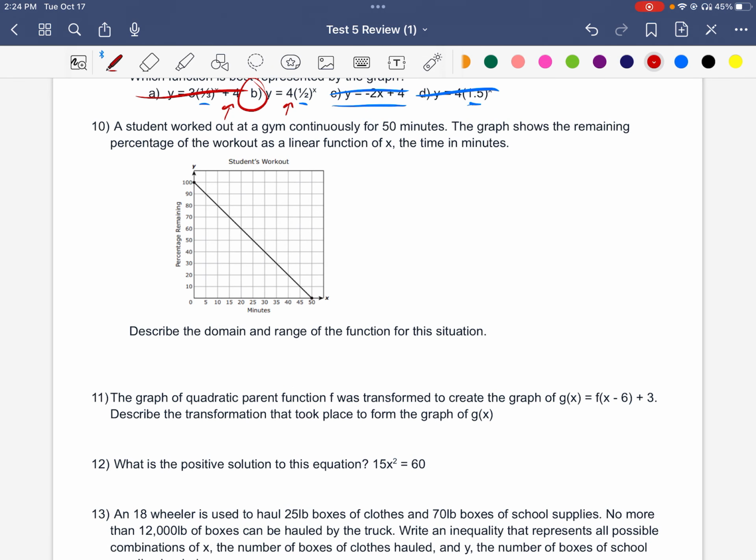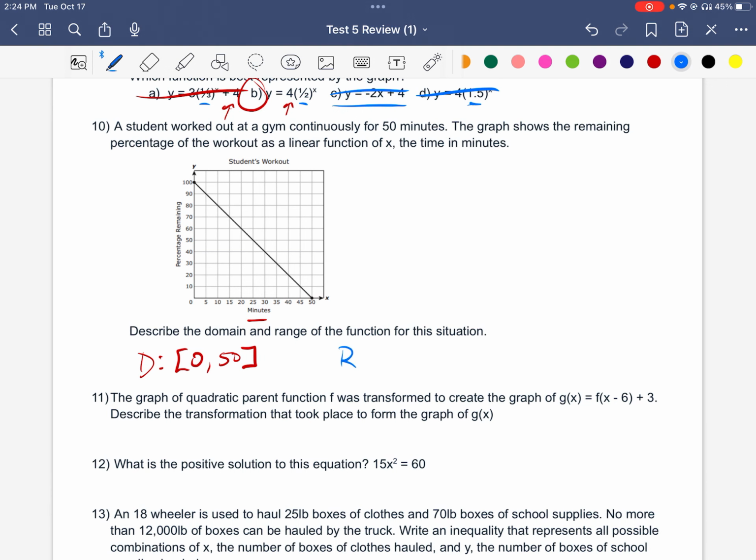10. A student worked out at a gym continuously for 50 minutes. The graph shows the remaining percentage of the workout as a linear function of x, the time. Describe the domain and range of this function. So the domain, the amount of time, that's our x, is the amount of time he's working out in minutes, or she, the student. The lowest amount would be 0, and the highest would be 50. And we could have decimals. We could look at 7.4 minutes. All of those make sense, anywhere between 0 and 50.